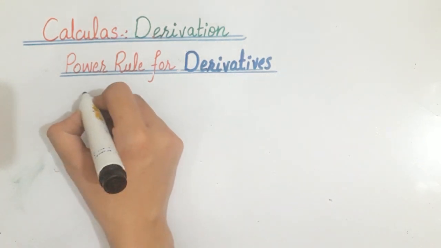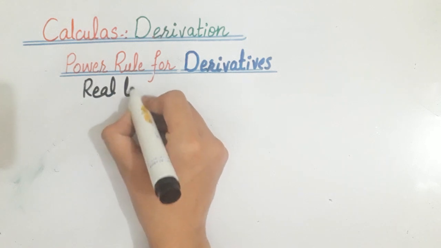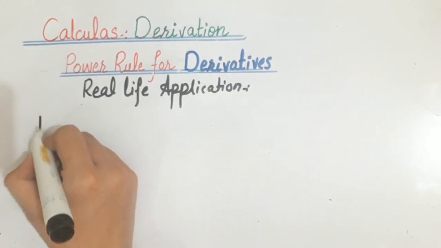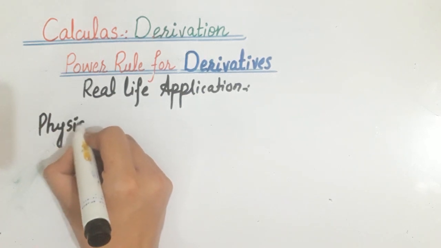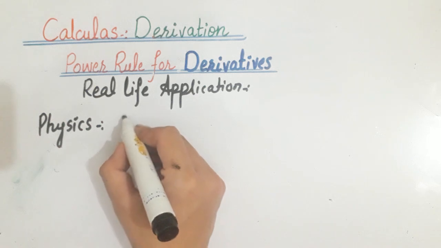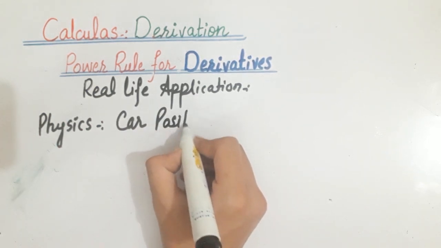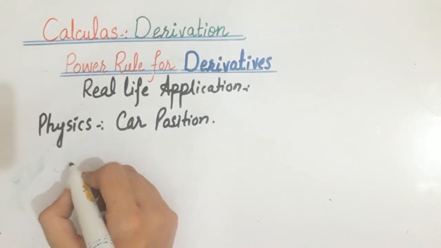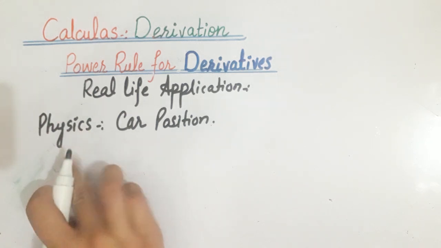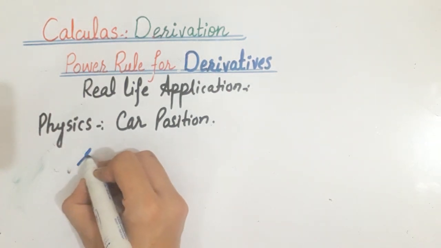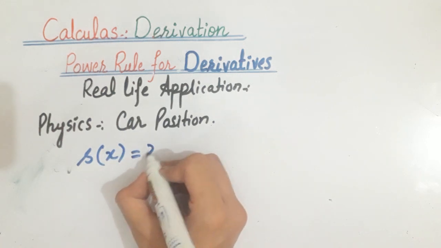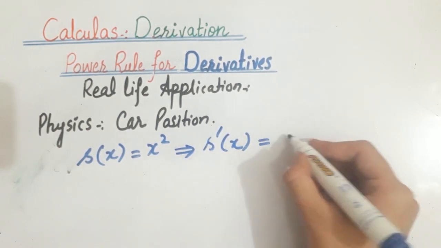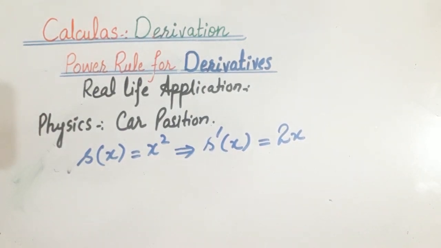Now I will tell you some real life applications of use of this function. First of all, we will study this in physics, where you have to find the car position. Like if the position of the car is s(x) equals x square, then by taking the derivative, s dash of x, this will be equal to 2x. So this tells you the position of the car.